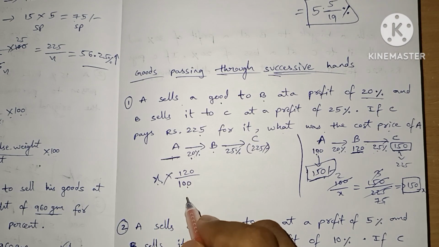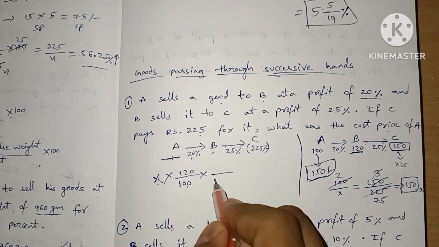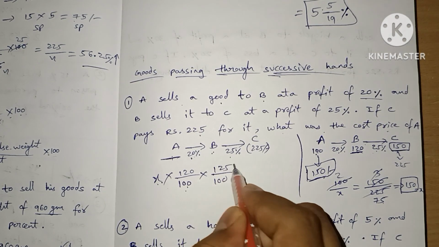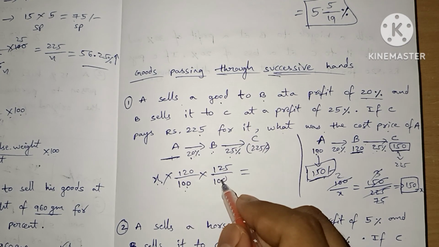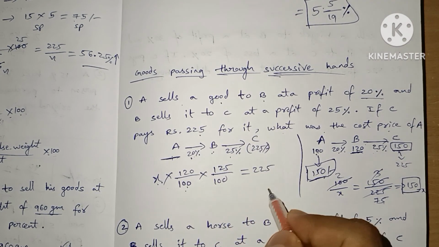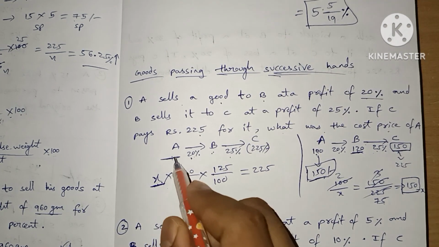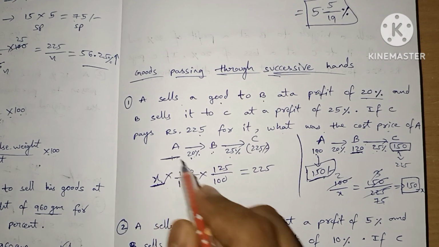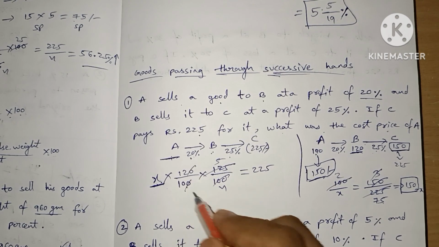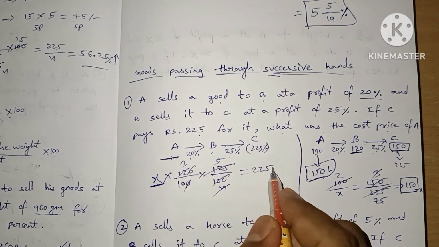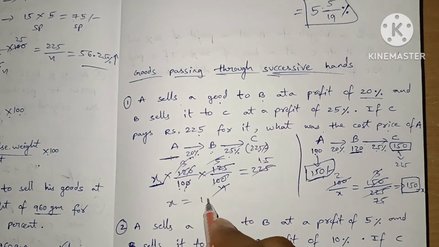A made 20 rupees profit, means X into 120 divided by 100. B made a profit of 25%, means 125 divided by 100. This whole total completion, C paid 225 rupees. So by calculating the value of X, we get the cost price of A. Here this will be 5 times 4 times, 0 0 cancel, 4 3 times 3, 5 times 15, 15 10 times 150. So X value is 150.